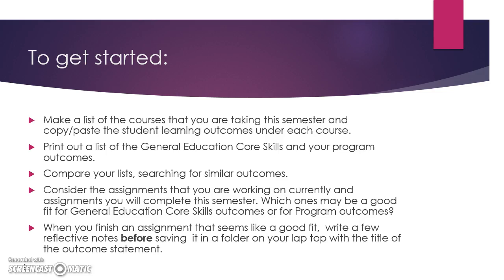Okay, to get started, make a list of the courses you're taking this semester and copy and paste the student learning outcomes under each course. Okay, this gives you a basic idea of what you're learning this semester. Okay, guess what? These student learning outcomes are going to align themselves under your general education core skills and your program outcomes. Okay, so compare the lists and look for what is similar.